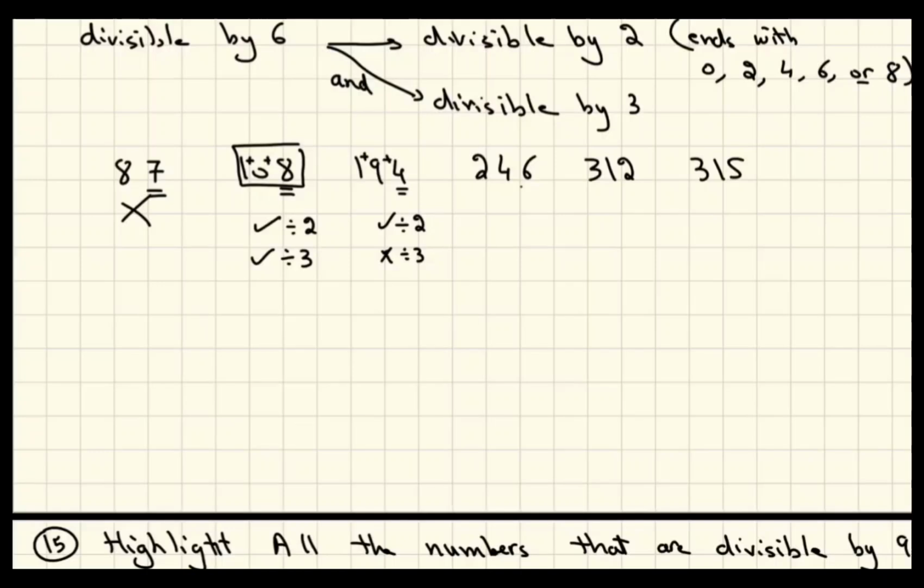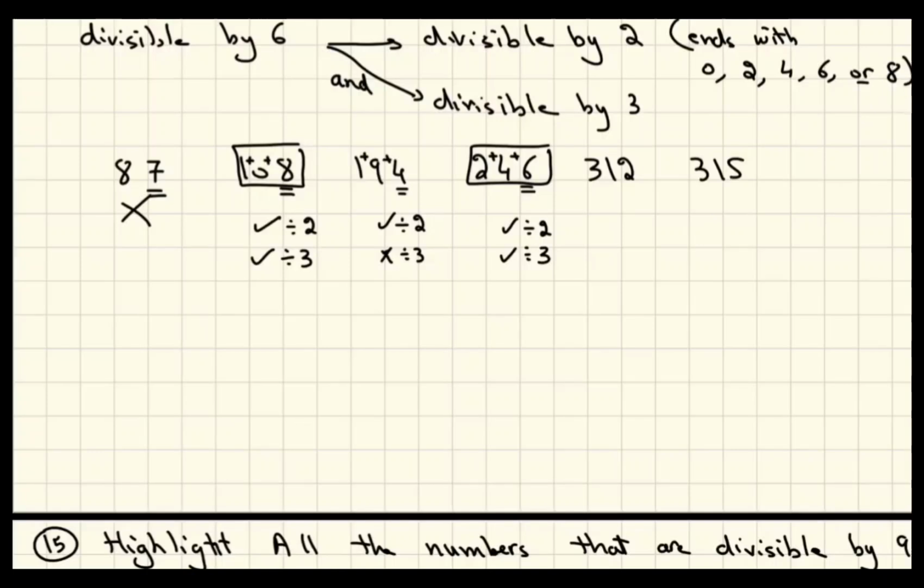Now 246 has a 6 at the end, so it is divisible by 2. Now to check divisibility by 3, we should add: 2 plus 4 is 6, plus 6 is 12. 12 is divisible by 3, so this number is divisible by 3. And by 2 at the same time, it means it's divisible by 6.